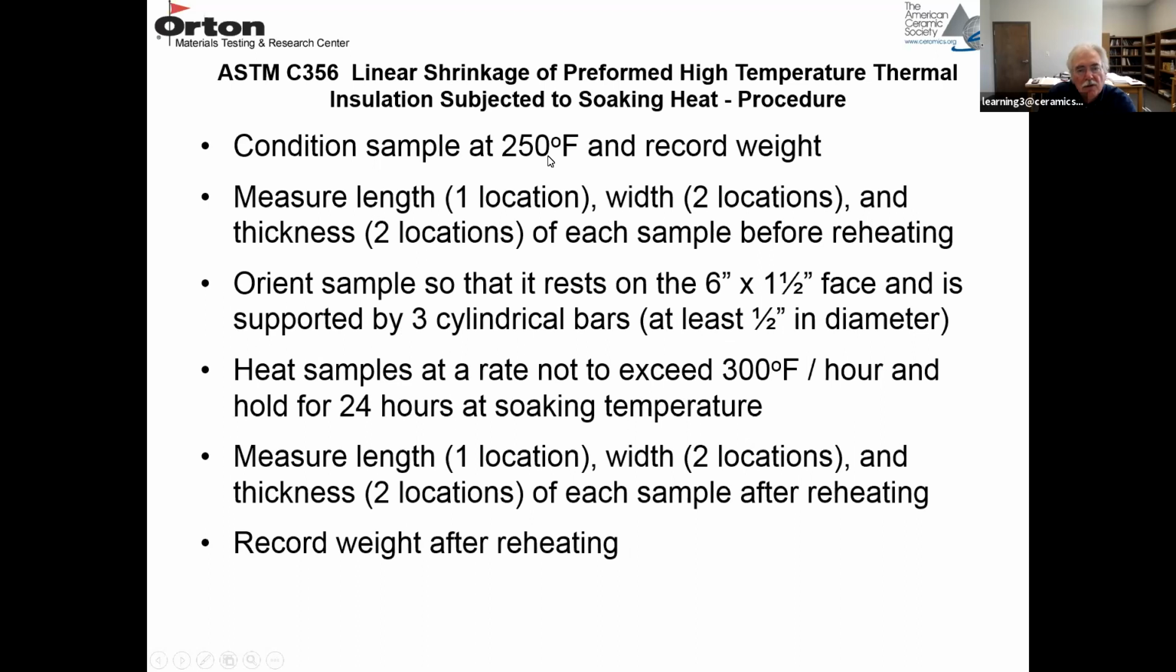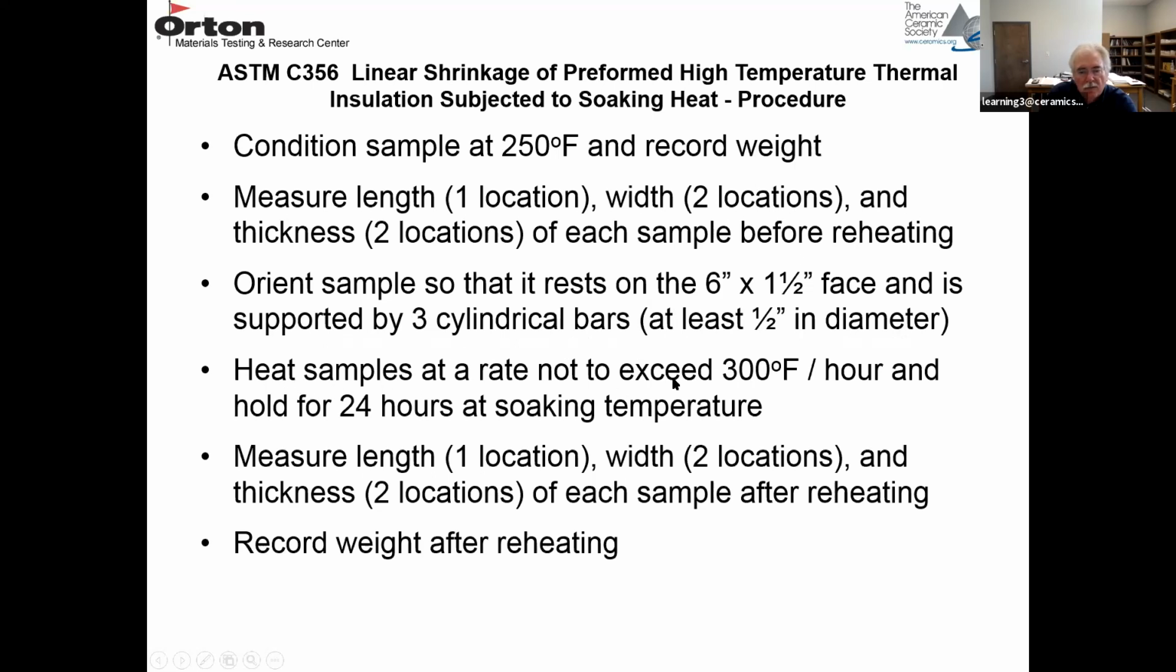So you dry the samples at 250 degrees F, weigh them, and you measure the length at one location, the width at 2 locations, and the thickness at 2 locations. You put the sample in the furnace so that it rests on the 6 by 1.5 inch face, or if it's less than 1.5, whatever dimension that face is. And you rest it on 3 cylindrical bars. So 3 high temperature ceramic bars of some composition, and they have to be bigger than 1/2 inch in diameter. So your samples are sitting vertically in the furnace on these bars.